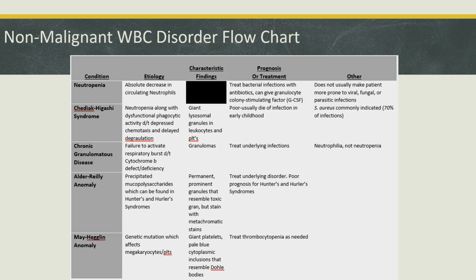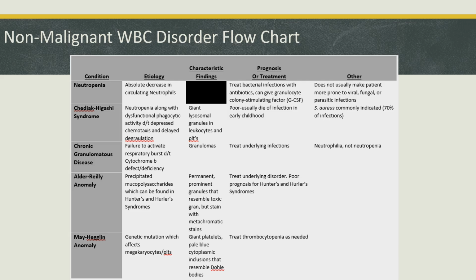Okay, so first up, we are going to look at our non-malignant white blood cell disorder chart. It's not really a flow chart, it's more of a graph chart. But let's talk about some of those. Now, when I say non-malignant, it doesn't necessarily mean that there aren't any health consequences. This just simply means it is caused by something outside of a malignant process.